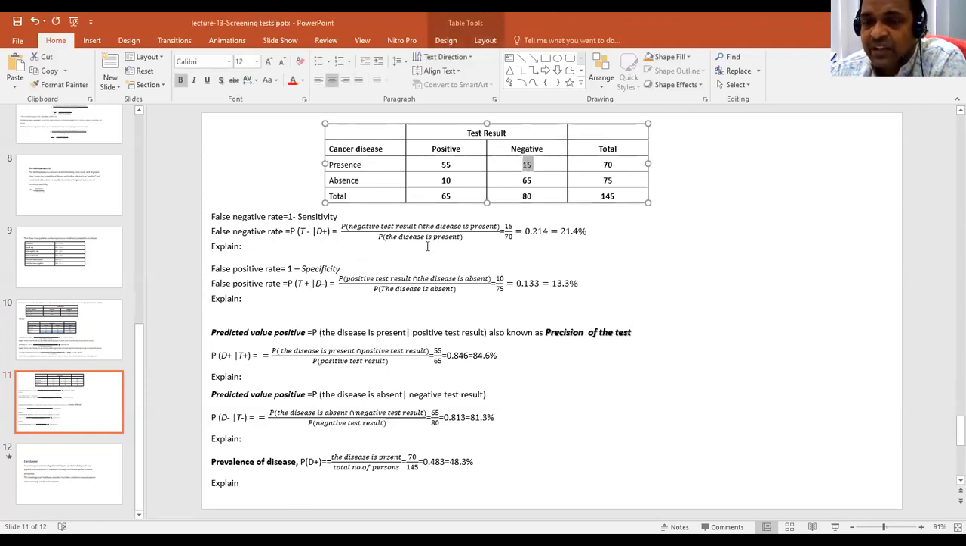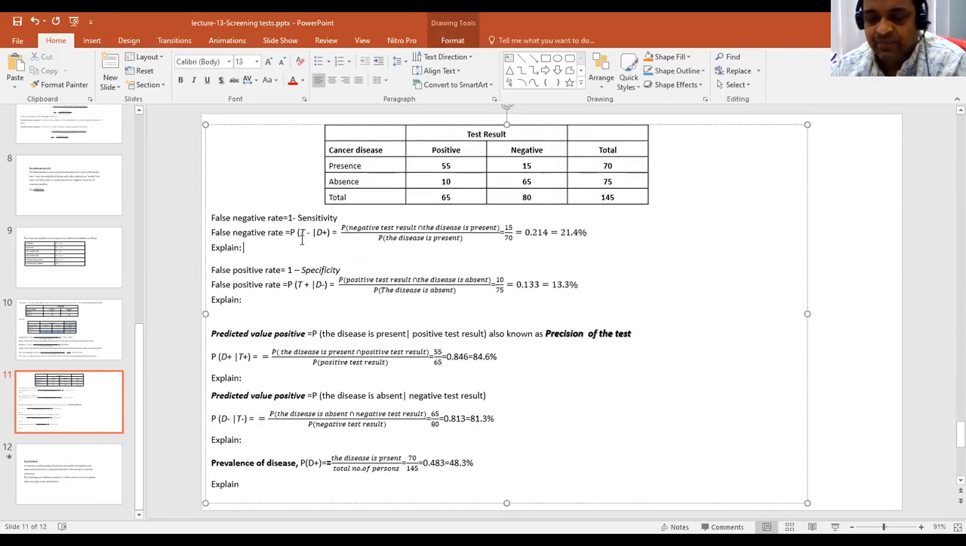So 15 divided by disease absent. Absent means how many don't have the disease? 70. That is, 70 don't have the disease. Okay, present, sorry. They give the negative result, but the disease is present. So the negative test gives 15 out of 70 with the disease present. So it is 21.4, that is 21.4%.